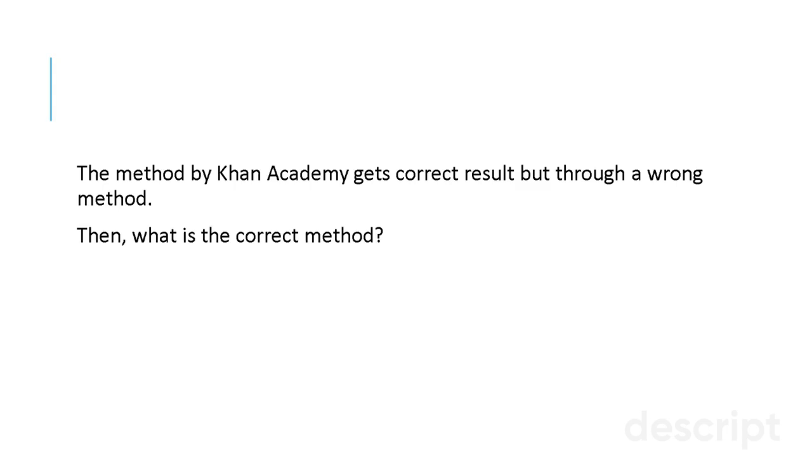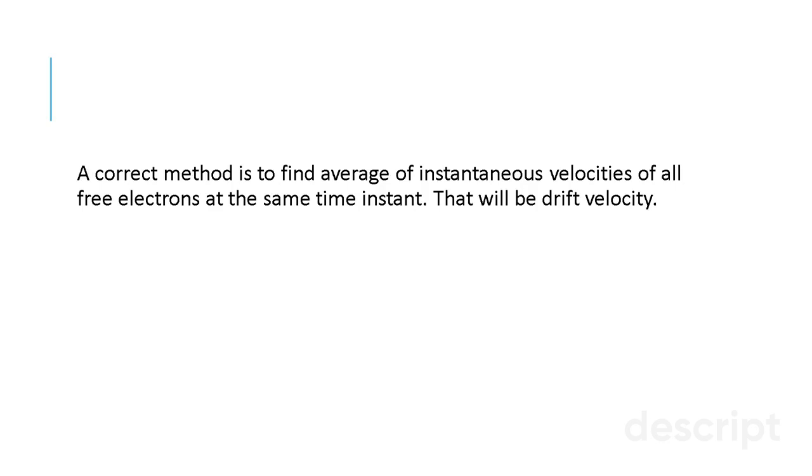So the question is, what is the correct method? There can be different correct methods. One of the correct methods is to find the average of instantaneous velocities of all free electrons at the same time instant, and that will be the drift velocity.